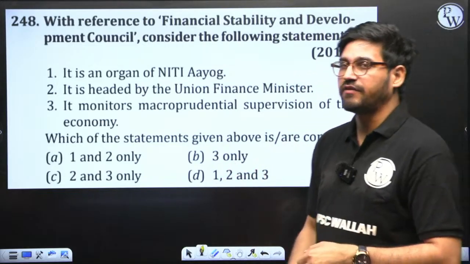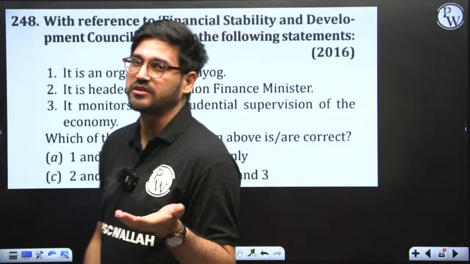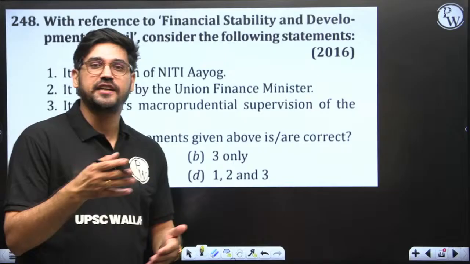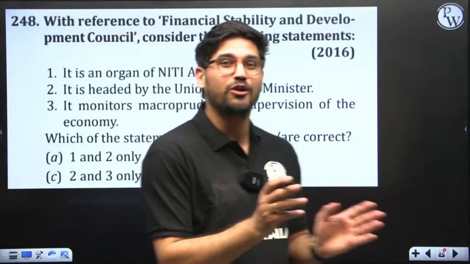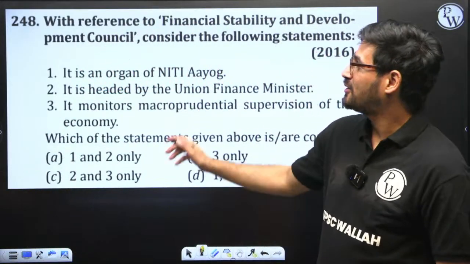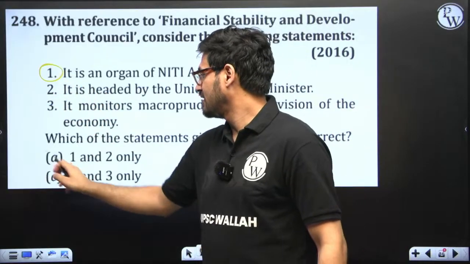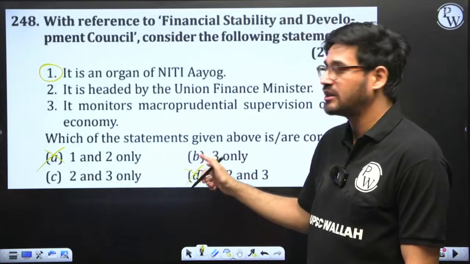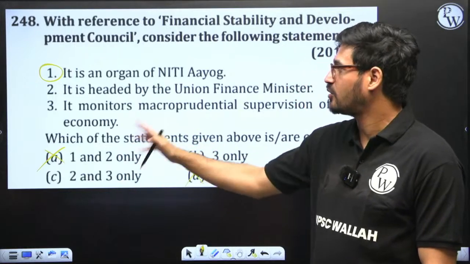Now this was, if I'm not mistaken, created in the year 2010. Is it an organ of the Niti Aayog? Niti Aayog was itself created in 2015. How can this be the organ of the Niti Aayog itself? So this one is wrong. You eliminate. Now you have a choice between 3 only and 2 and 3 only. That means 3 has to be correct. You have to look for 2.